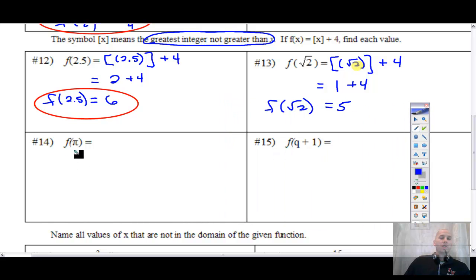Number 14, we got f of pi. So it's the greatest integer not greater than pi, plus 4. What is pi? Don't know what it is exactly, but I know what it is approximately. It's 3 point something, 3.14. I don't know any more than that. I should, but I don't. So 3 point something rounds down to 3. 3 plus 4 is 7.